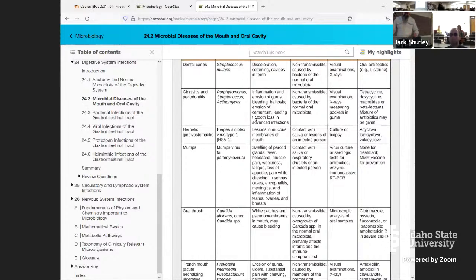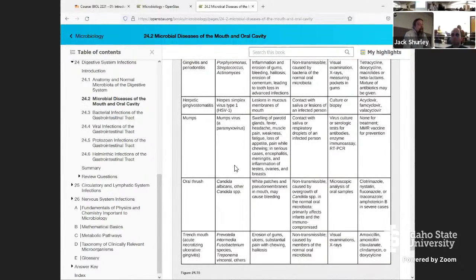Moving down, the herpetic gingivostomatitis, this is type 1, herpes type 1, and it's the lesions in the mucous membranes of the mouth, more than just the cold sore on your lips, right? That's what we're looking at with that. And then I'm skipping over the treatments. There are some potentials, depends.